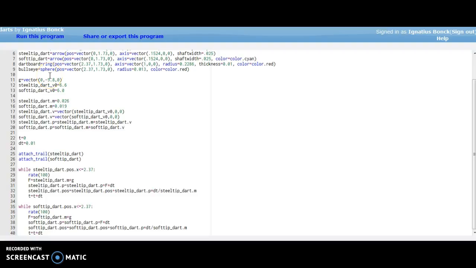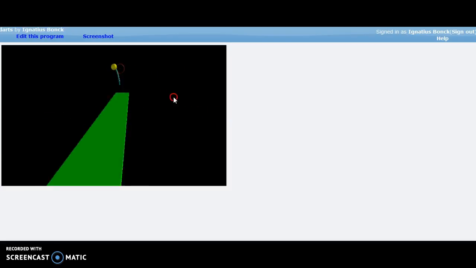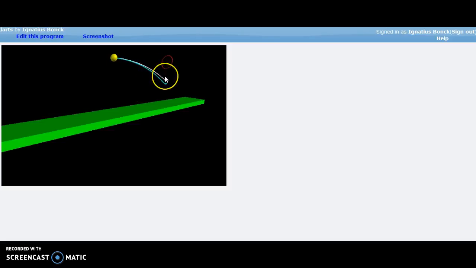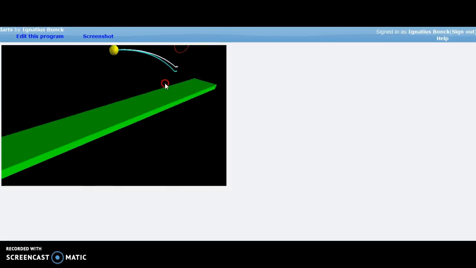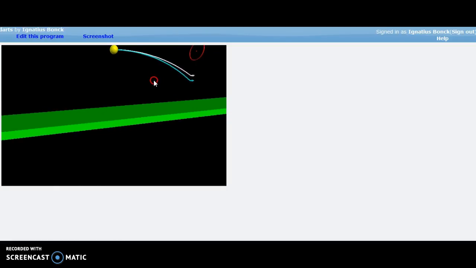Now we'll run this program and see whether we hit that bullseye. Oh, nope, sure didn't. We're off by a long shot. It seems like the forces of gravity were really working on this one and pulled those darts down. So the answer is we need to aim higher to hit that bullseye, or throw it faster.